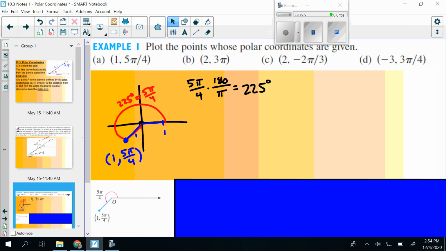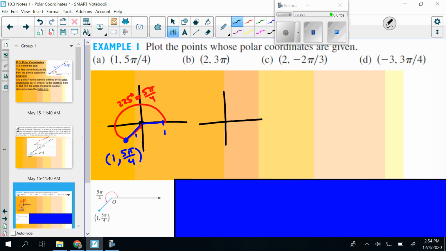There's another example of that picture. All right, let's try another one here. The next one we have (2, 3π). So we want to draw another coordinate axis here. Start with the angle 3π.